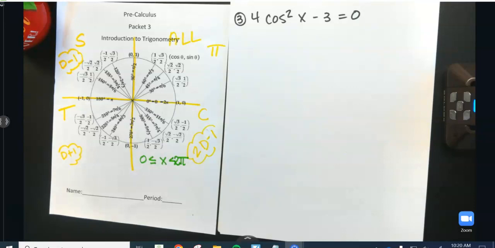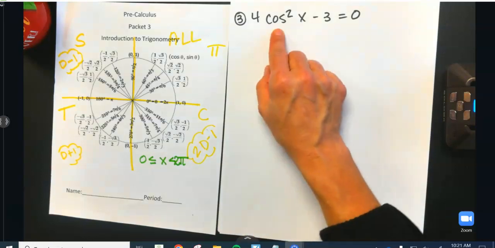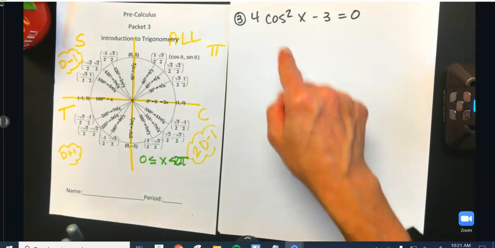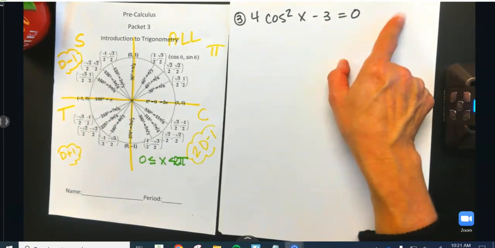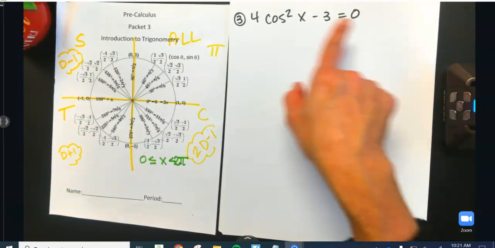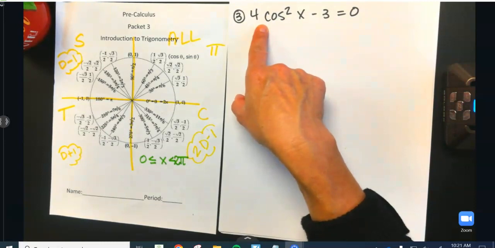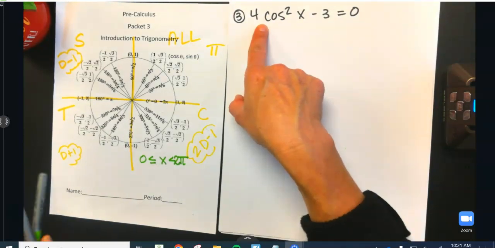All right, number 3. Let's take a look at number 3, guys. So for problem number 3, it's set equal to 0. I don't have any terms that I need to combine. We're going to move the 3 over, so it's going to be a positive 3 over there. And then we're going to divide by 4.